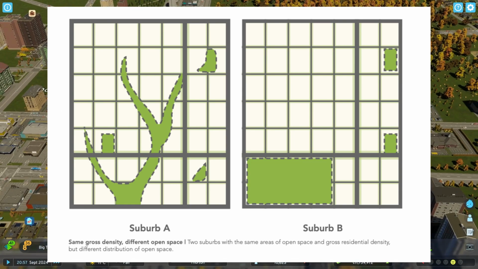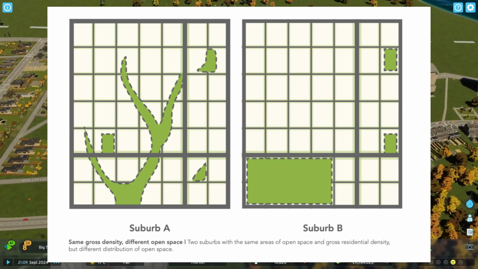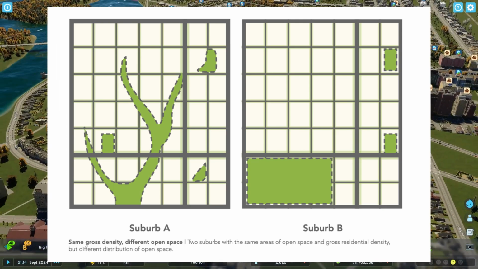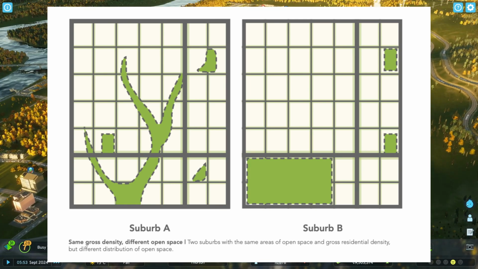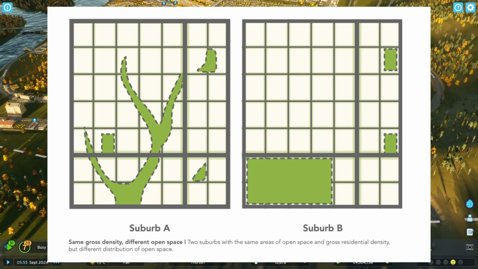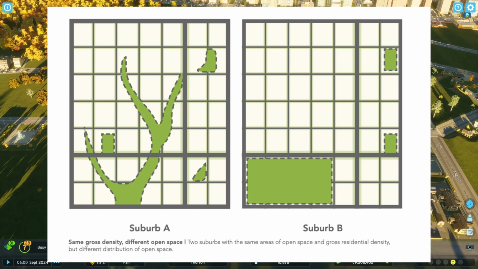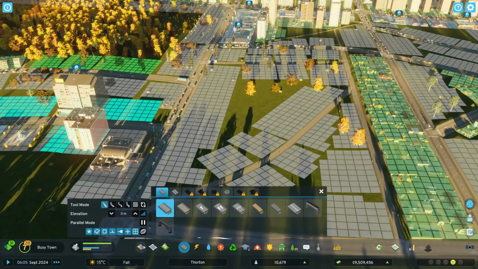However, in Suburb A here, open space is distributed as several small parks, linear drainage reserves and landscape buffers, whereas in Suburb B, the open space is distributed quite differently, as a large set of playing fields on the edge of the suburb and one town park. Suburb B would feel more urban and walkable compared to Suburb A, and Suburb A would feel more suburban. However, these qualities would be hidden in the gross residential density figures.